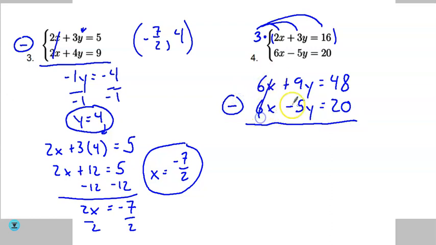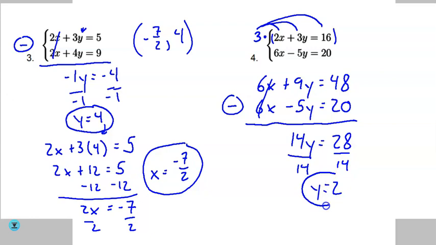Now I have those matching x's so I can subtract. 6 minus 6 is 0. Be careful with this negative sign because you're subtracting. So it's 9 minus negative 5. And 9 minus negative 5 is actually plus 5, or 14. 48 minus 20 would be 28. Divided by 14 is 2. So if this one's more confusing to you, you're going to get more practice with it tomorrow or the next lesson.